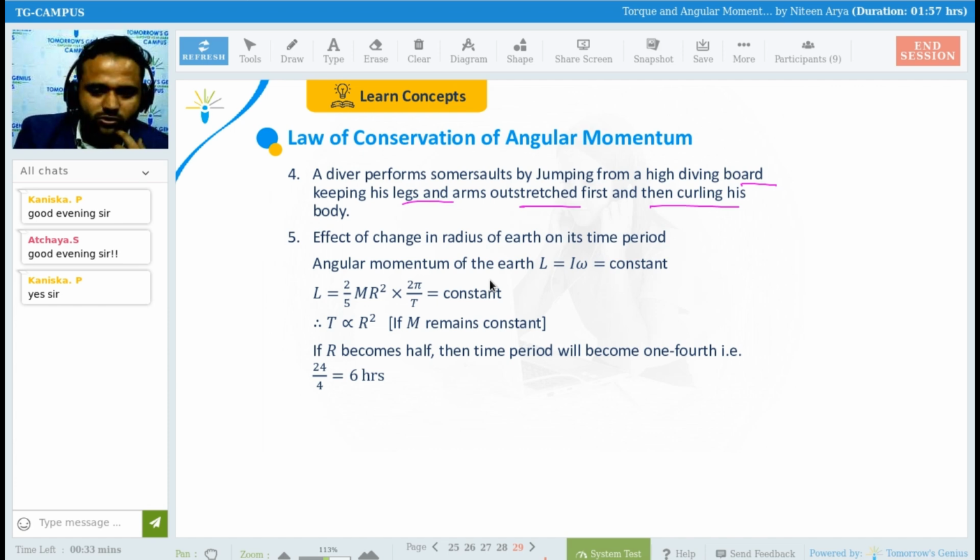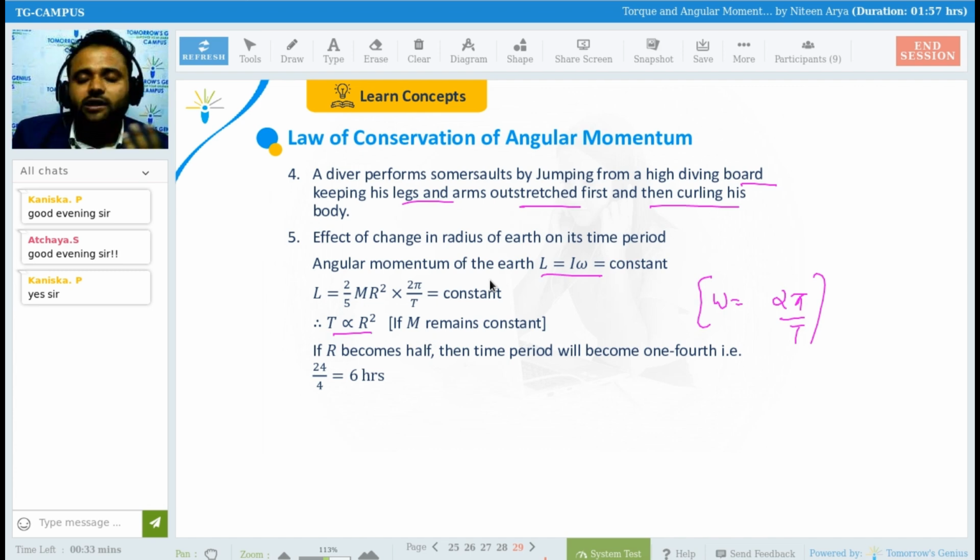Effect of change in radius of Earth on its time period. As you can see, angular momentum L of the Earth is I omega, so constant. So L equals 2 by 5 mr square into 2 pi by T, as we know omega equals 2 pi by time period, right? So T is directly proportional to r square. If m remains constant, as we know the mass remains constant, and if r becomes half, then the time period will become 1/4. That is 24 by 4, which is 6 hours.